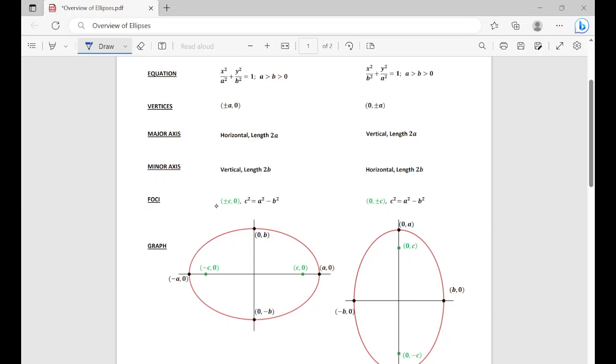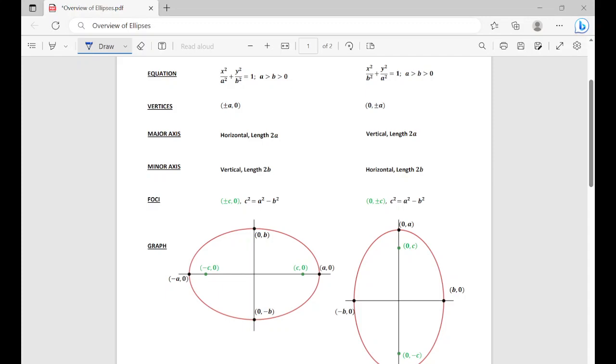The foci, plus or minus c, here in green, are located here and here on an ellipse. You're typically not given c from this equation up here, but you can get a and b. To get c, you get it from this equation here: c squared equals a squared minus b squared. And it is a squared minus b squared, not plus. Plugging it in and solving for c will get you c for the foci, here and here.